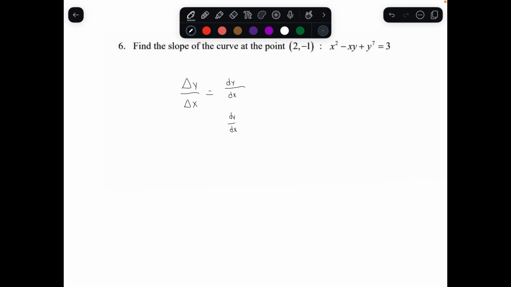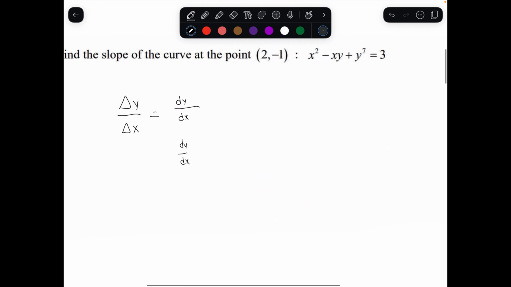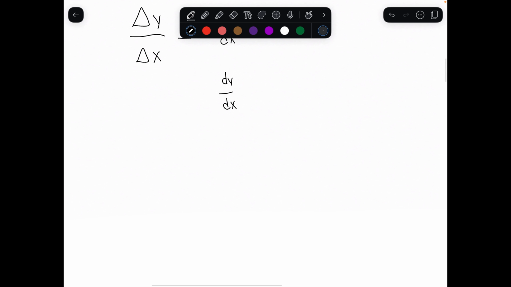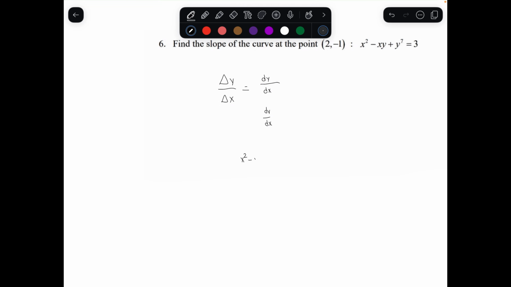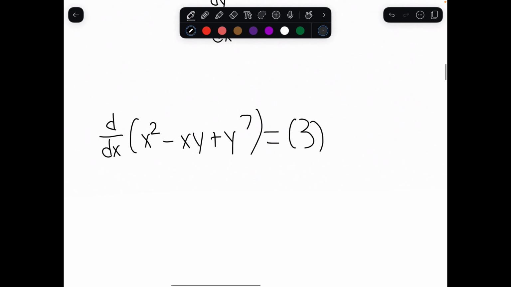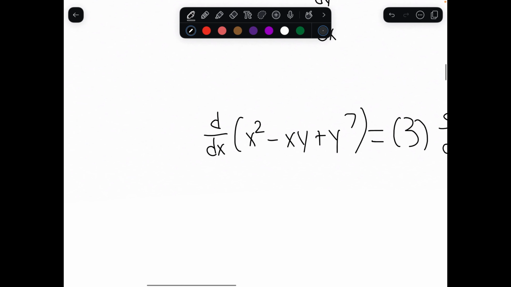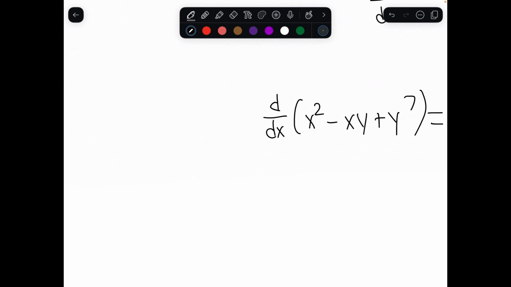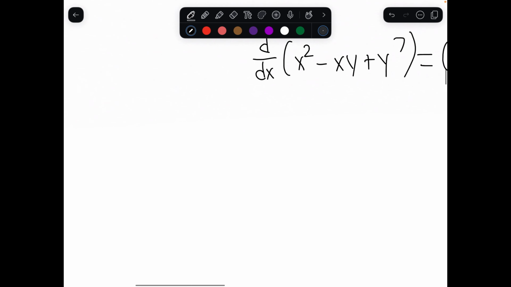Alright, so let's solve that. Let's take the derivative of this equation. Let me write down the equation: x squared minus xy plus y to the 7th equals 3. And we want to take the derivative on both sides. Let's look at this term by term.